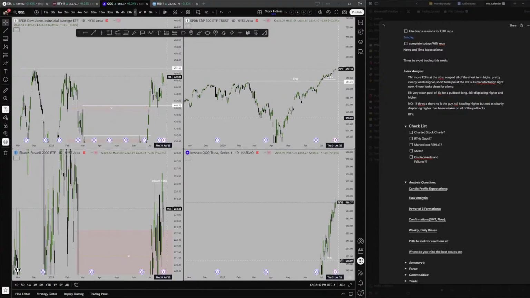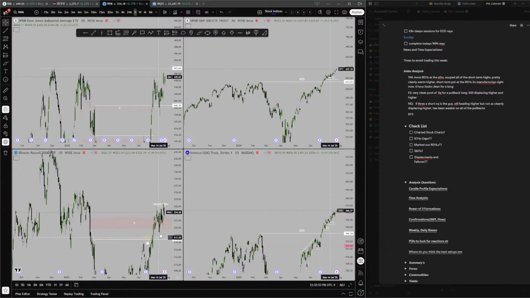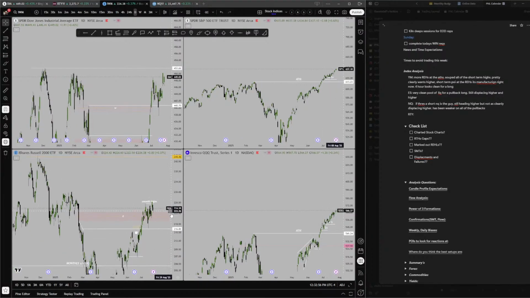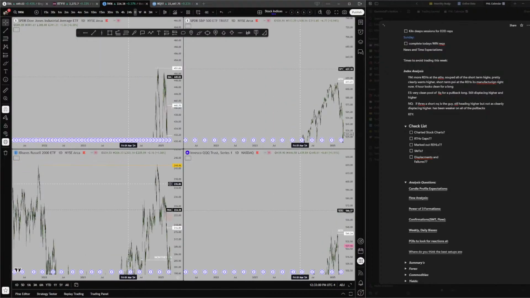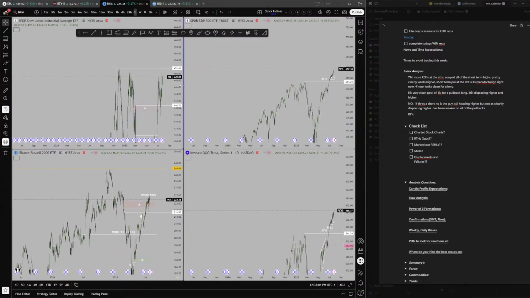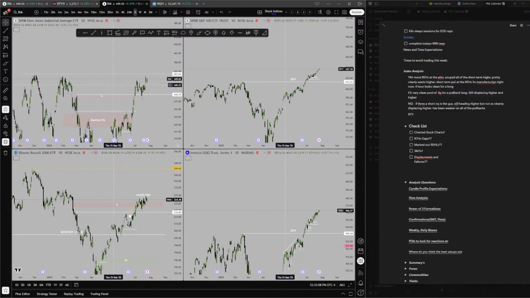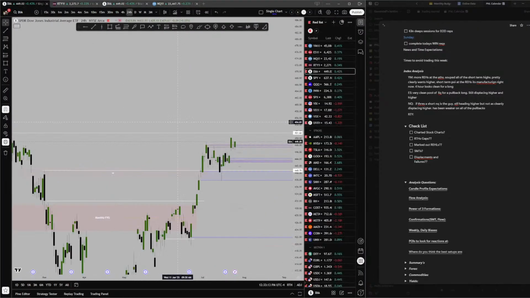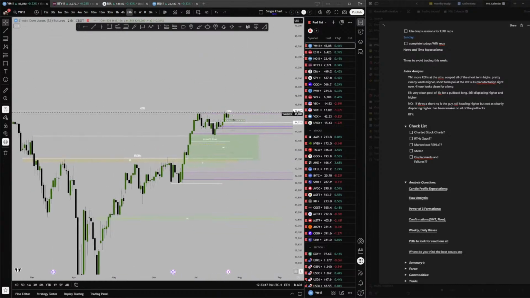Everything's just displacing higher on the daily. Not much really to look for on the Dow and Russell. Russell has those relative equal highs, a pool of liquidity still coming off that low. A lot of this is old drawings, but that gap is still interesting and coincides with the daily.